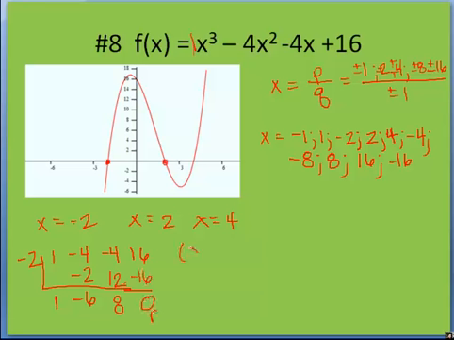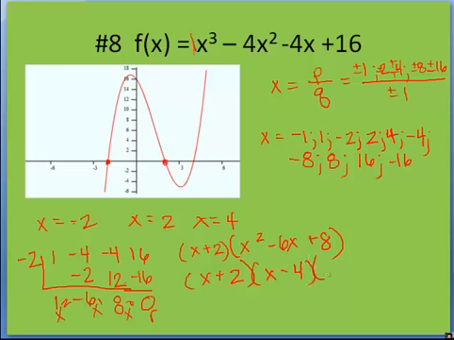So now we know that x plus 2 times, and then here's x to the 0, x to the 1, x to the 2. We just broke down this degree 3 with division, so it's now decreased to a degree 2 polynomial. So we have x squared minus 6x plus 8, and I'm going to hope that I can factor this. I certainly can. x minus 4, and then x minus 2.